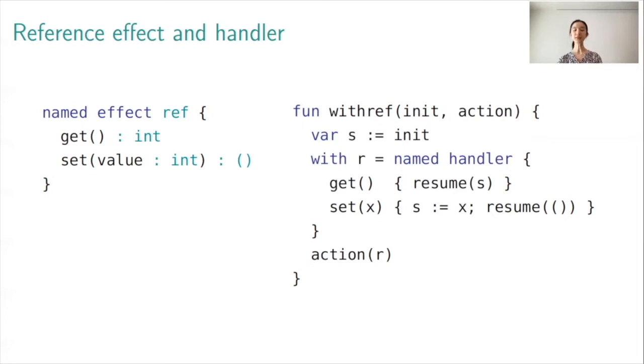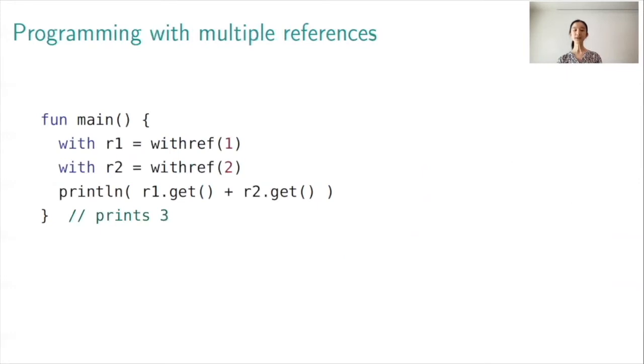The definition of readRef is straightforward. We initialize the reference cell to the given initial value and interpret get and set in the standard way. That is, get returns the current value of the reference cell and set updates the value to the given argument. In the main function, we create two ref handlers and use their names R1 and R2 as references.